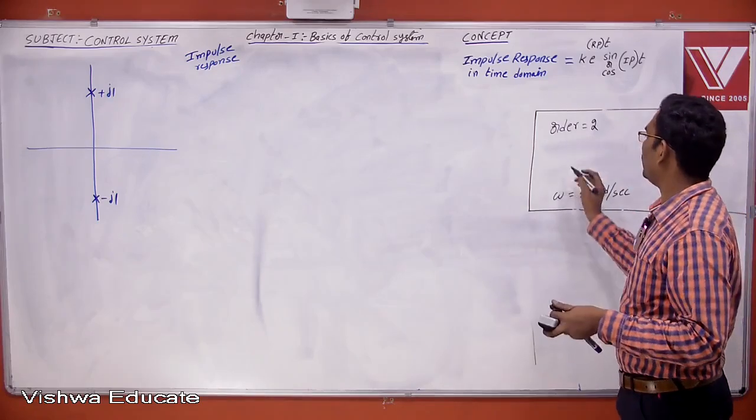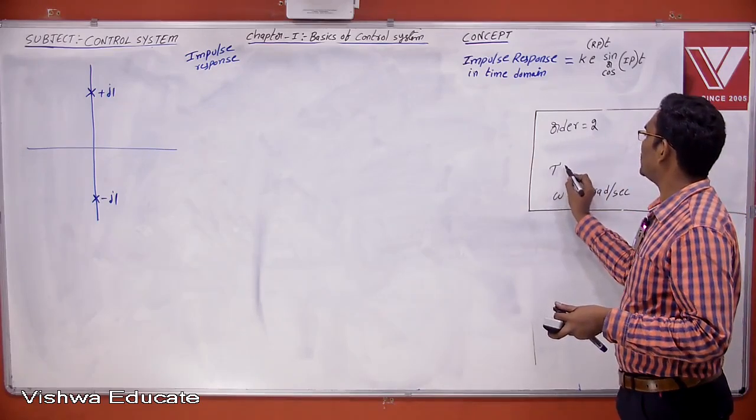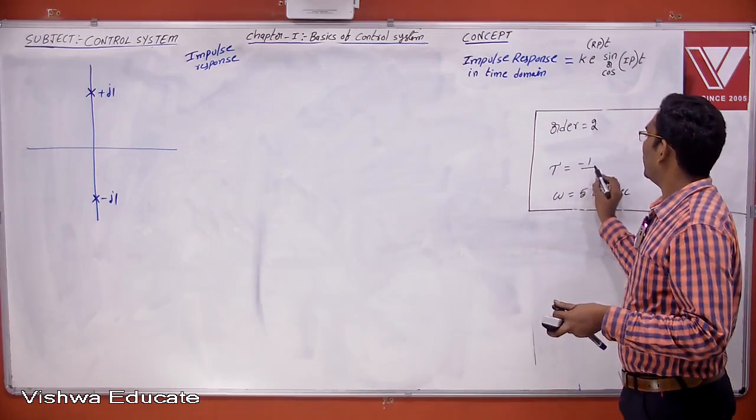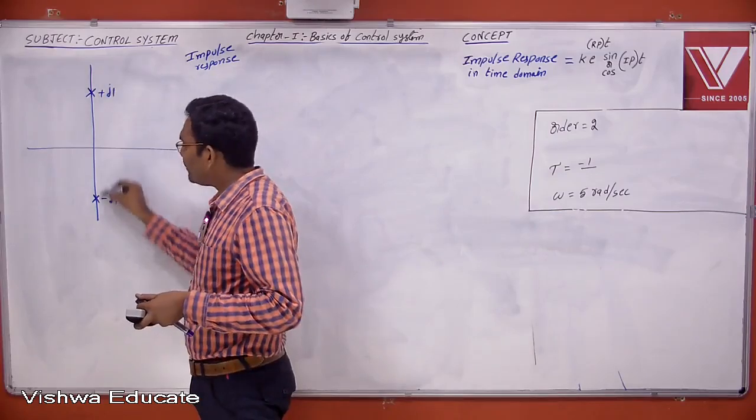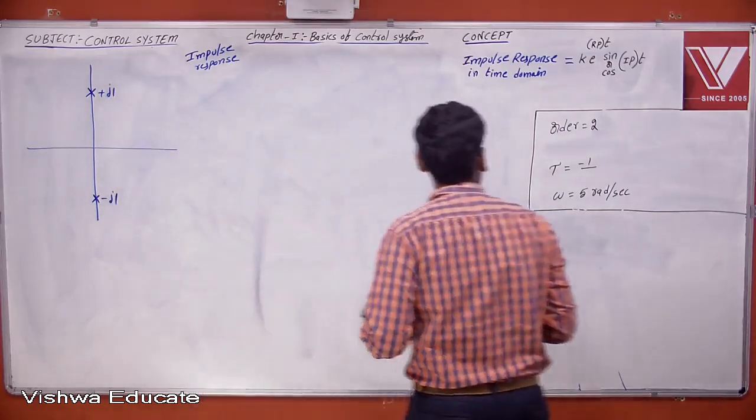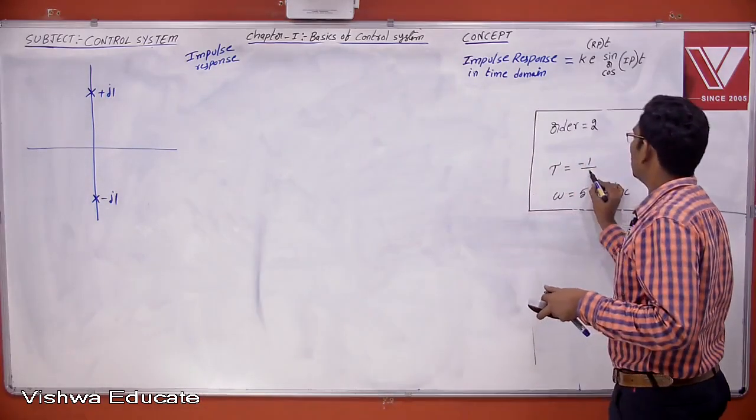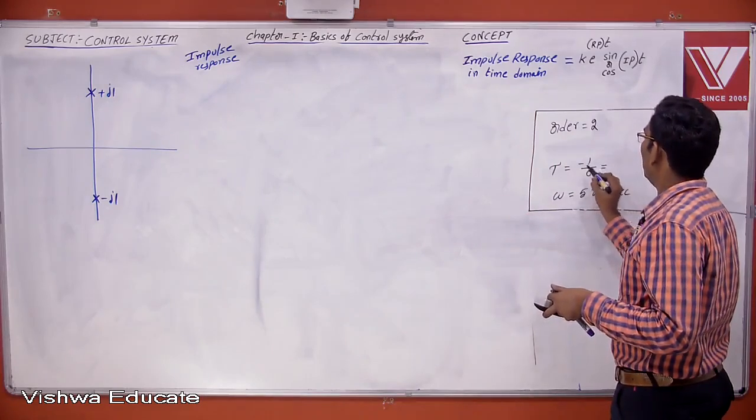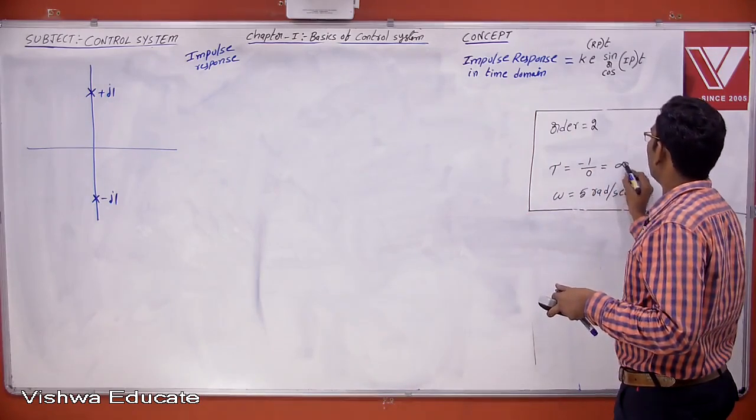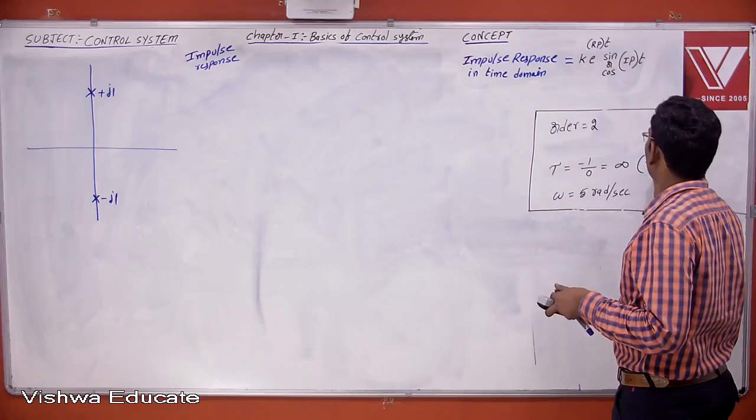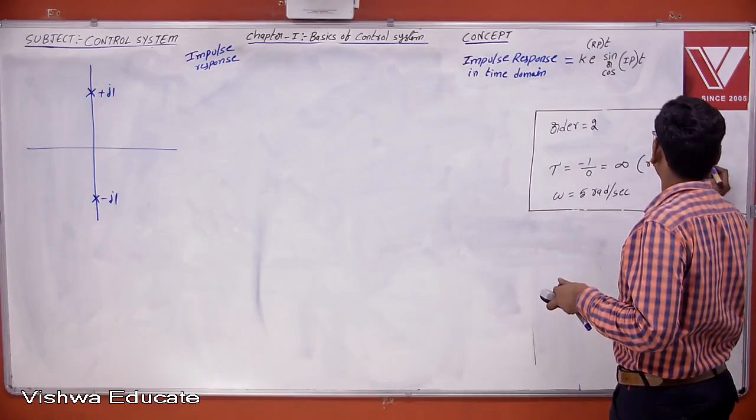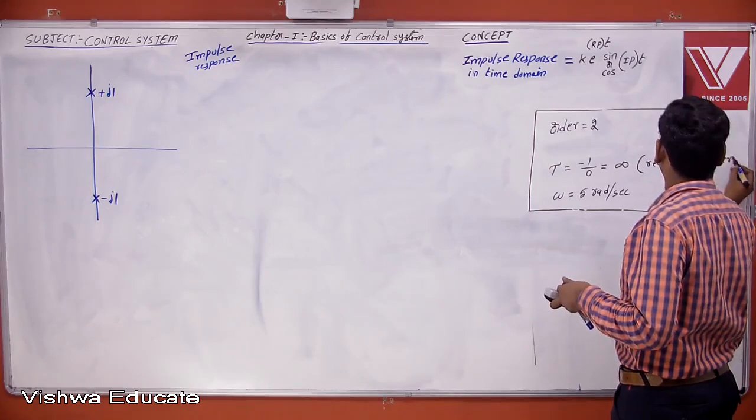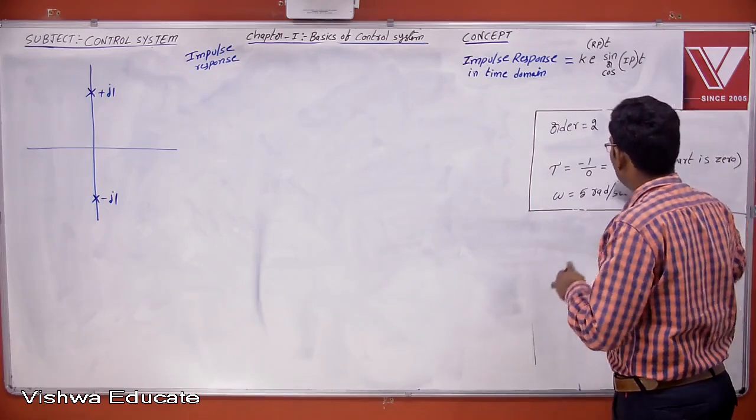Now what is the time constant? We have a time constant formula. Time constant is nothing but the negative of the reciprocal of the real part. Is there any real part now? No, only imaginary part. Only imaginary part means real part is 0. When real part is 0, minus 1 by 0, therefore time constant is infinity.